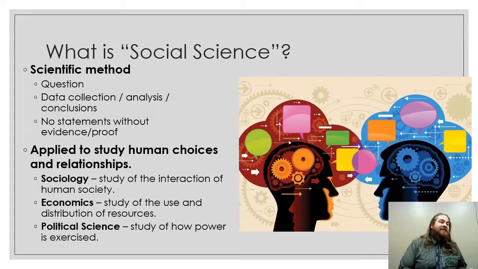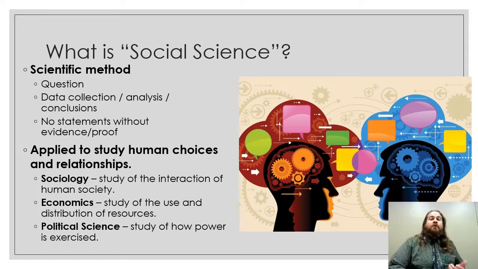And so social science for us, just a quick definition here, it's going to be scientific methods similar to biology, chemistry, or physics. We're going to ask a question. We're going to collect data. We're going to analyze it, draw conclusions. And in this class, we're not going to make statements without any evidence or proof. There is no, well, I think, or, well, in my opinion. Everything should be backed up by evidence. There should always be evidence.